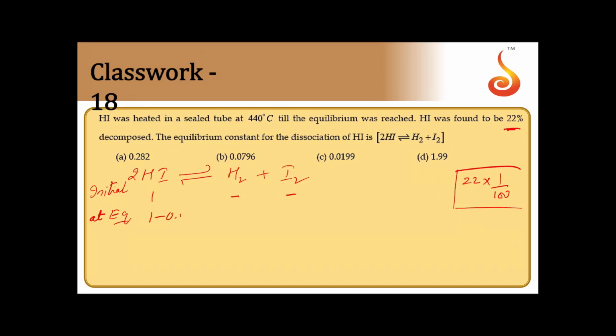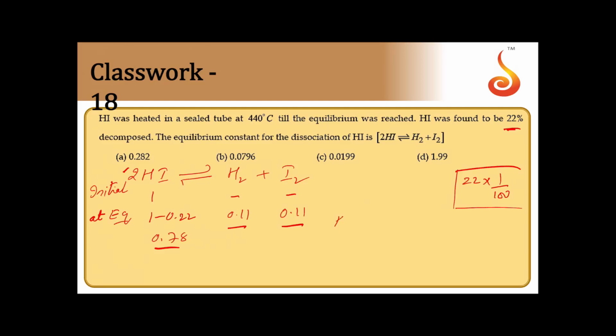Therefore 1 minus 0.22. And when 2 moles react we get 1 mole here. So when 0.22 react we are going to get 0.11, half of this. Similarly 0.11 and 0.11 here. Now the remaining moles left at equilibrium will be 0.78. So 0.11 and 0.11, 0.78 are there.